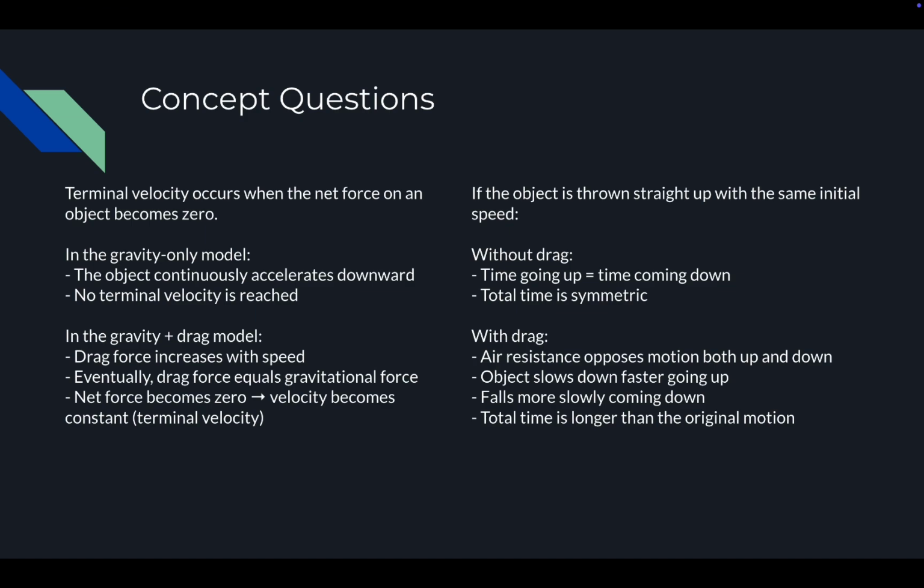If the object is thrown straight up with the same initial speed without drag, time going up equals time coming down. Total time is symmetric. With drag, air resistance opposes motion both up and down. The object slows down faster going up and falls more slowly coming down. Total time is longer than the original motion.